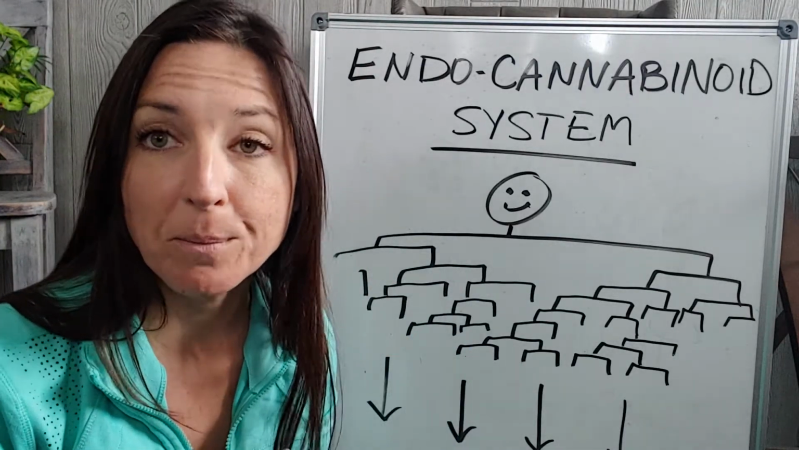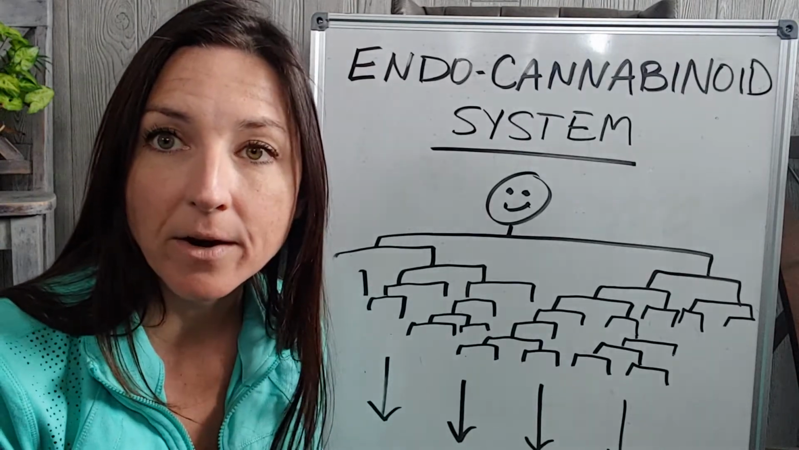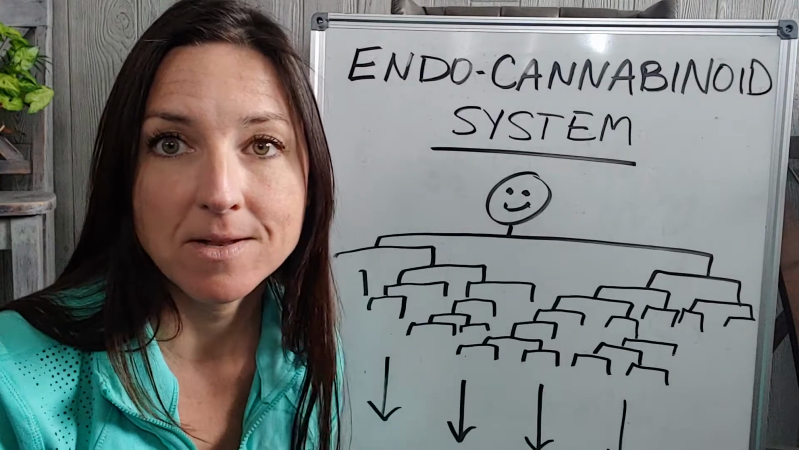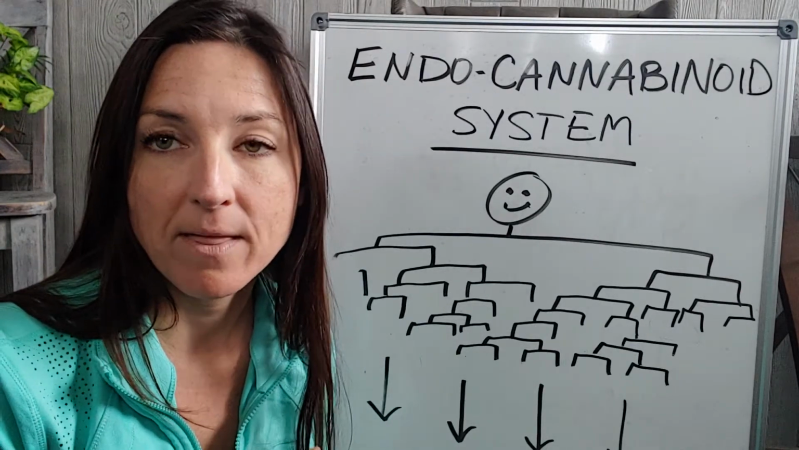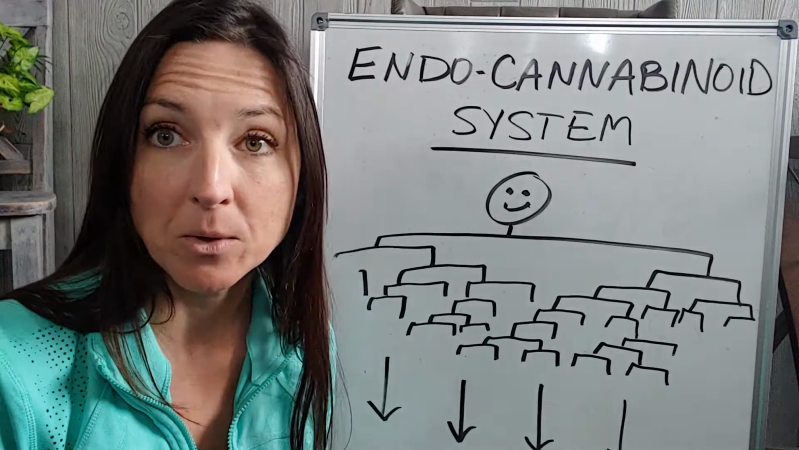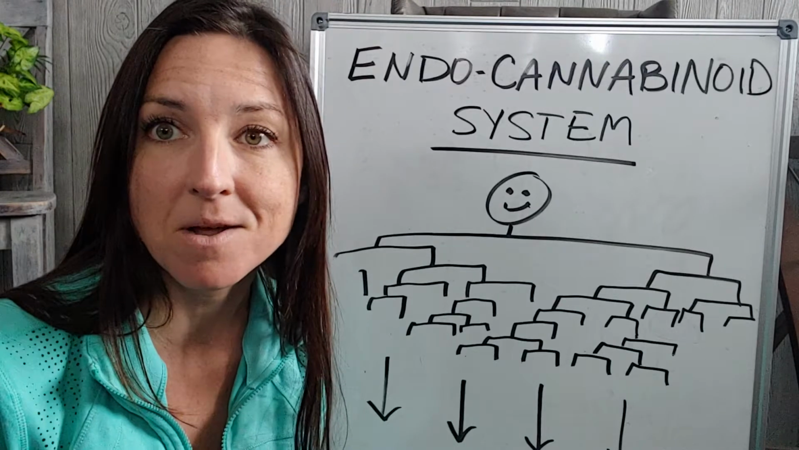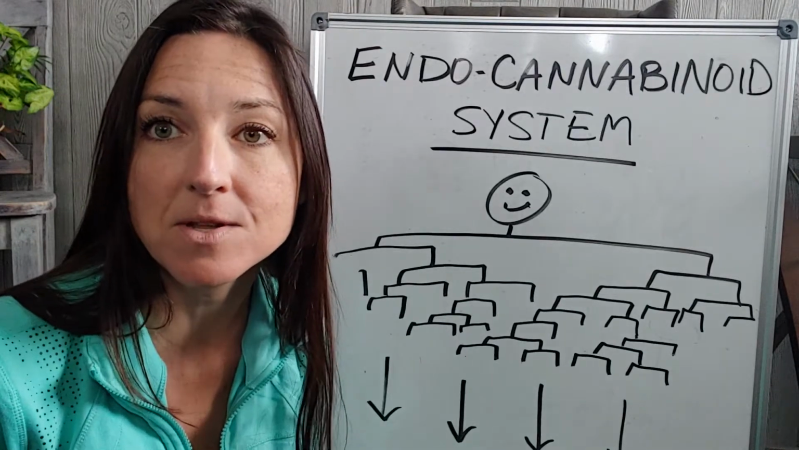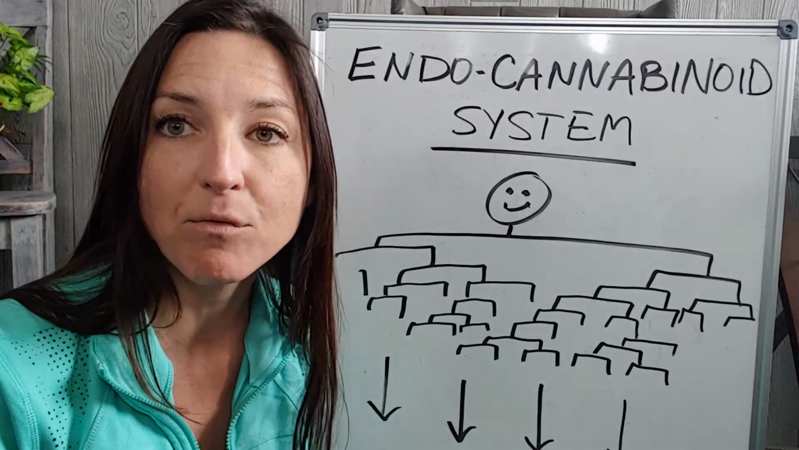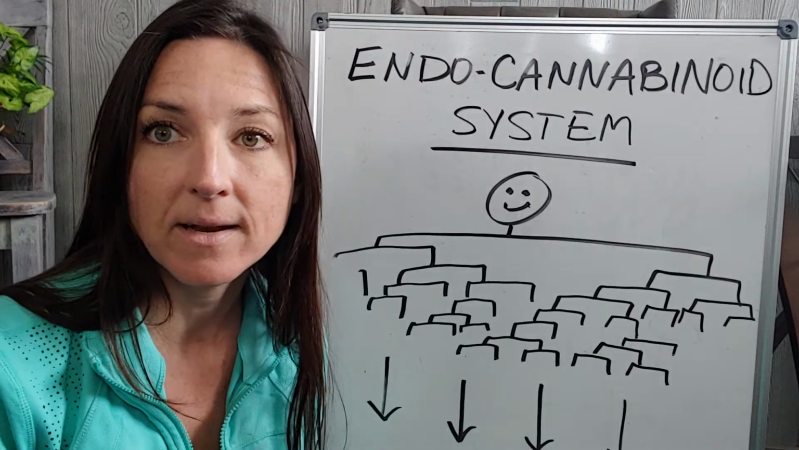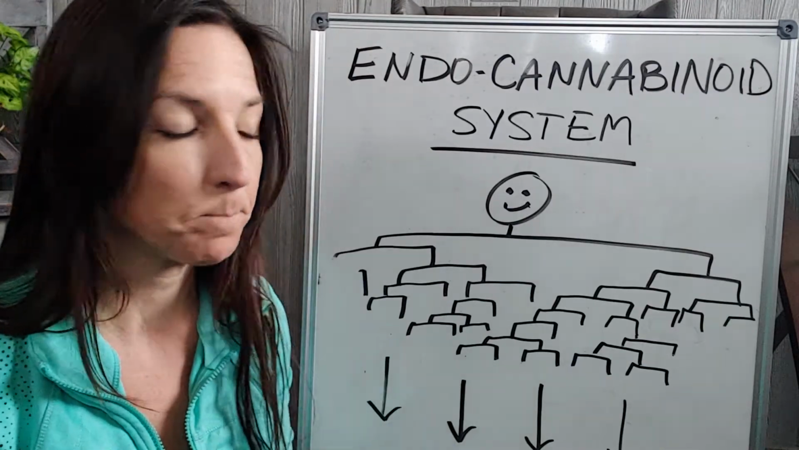First and foremost, the endocannabinoid system can be considered the regulator of the regulations. Every single system is influenced by the endocannabinoid system. Our immune system, our gastrointestinal system, our lymphatic system, our cardiovascular system, our circulatory system, our endocrine system, everything is regulated by the function of the endocannabinoid system.